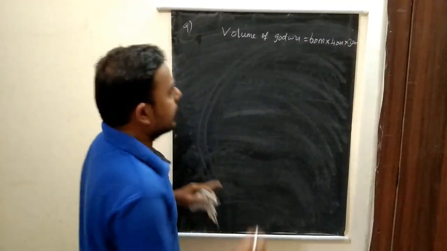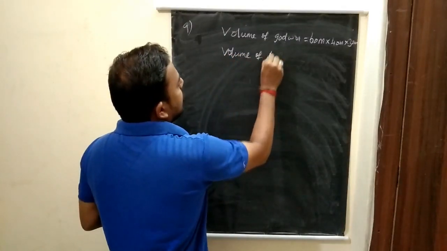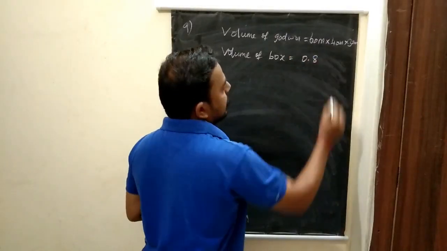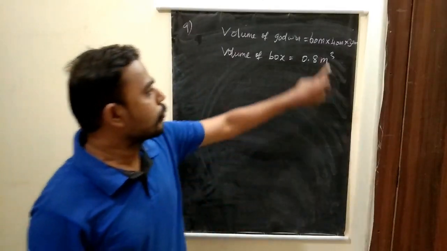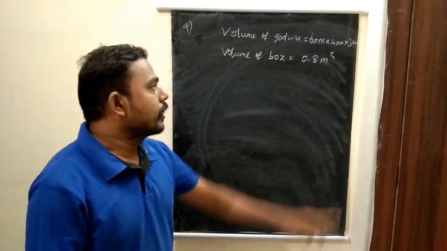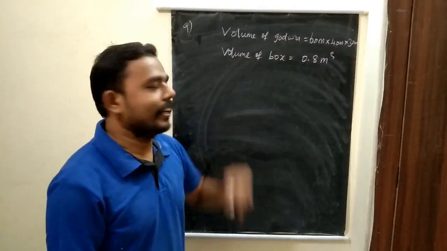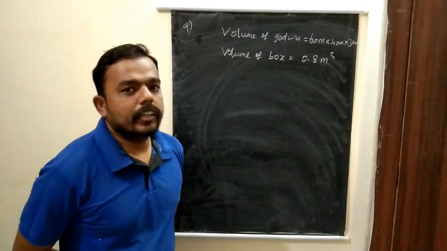Okay. Next, volume of box is given as 0.8 meter cube. Now check the units, both are in meters, so no problem. Here why is it meter cube? Here the product answer is given directly. Right. The idea is something you already know.